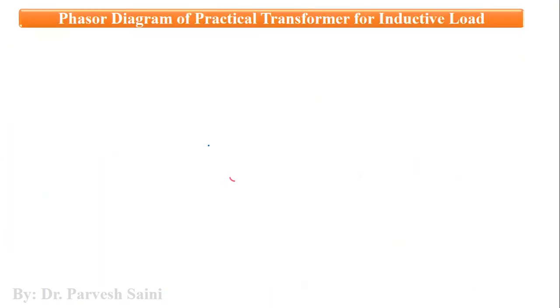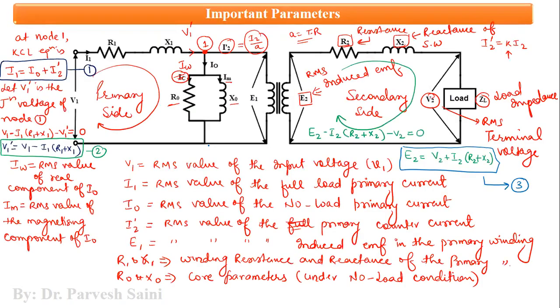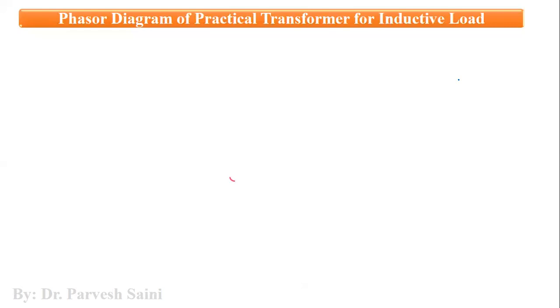So let us come to the phasor diagram. First of all, we will assume that our transformer is connected to an inductive load. That means this ZL in this case is inductive in nature.